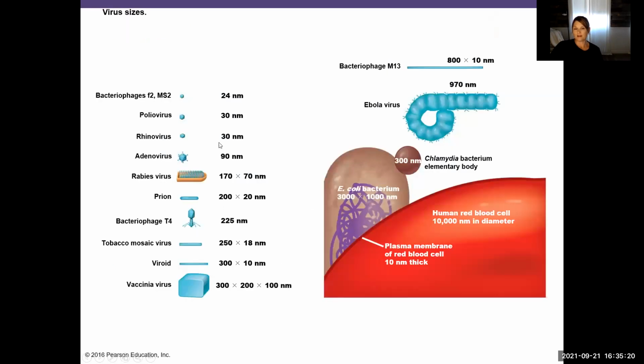Here's another example of that from a different textbook, but you get the idea. Here's a red blood cell. Here's E. coli. Here's chlamydia. Remember I was telling you how chlamydia falls between viruses and bacteria? Well, it certainly does in size as well. Here's the Ebola virus. Here's a bacteriophage. Here are some other examples as well. These are mostly all viruses. There are some other things in here that we'll talk about later that aren't viruses, but you can see how much smaller they are compared to the typical E. coli bacterial cell.